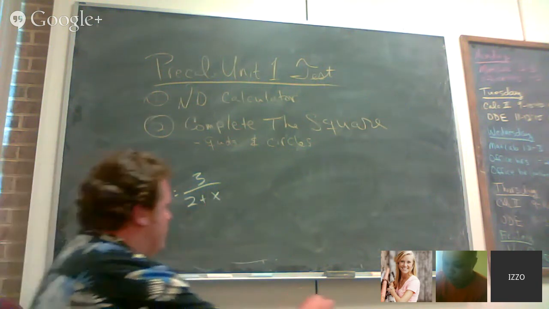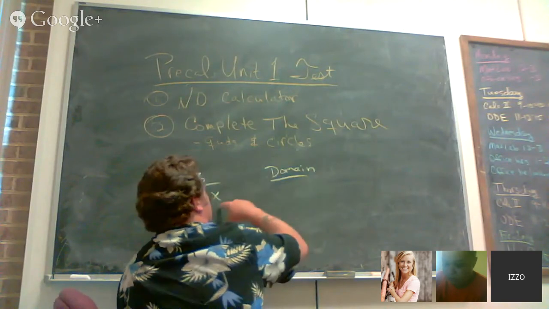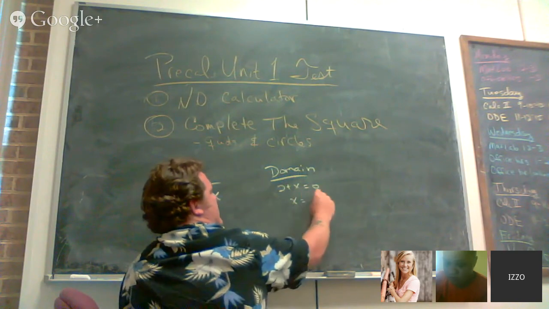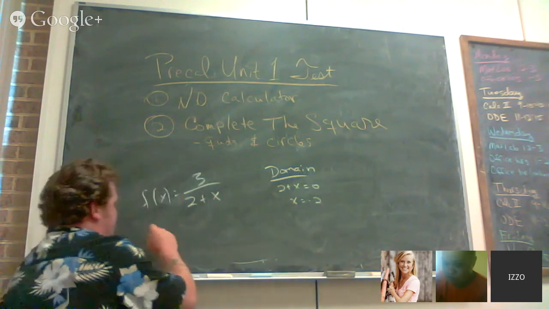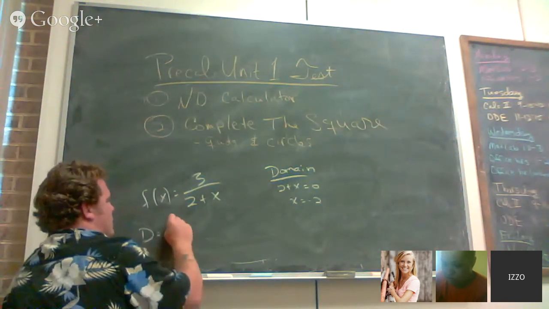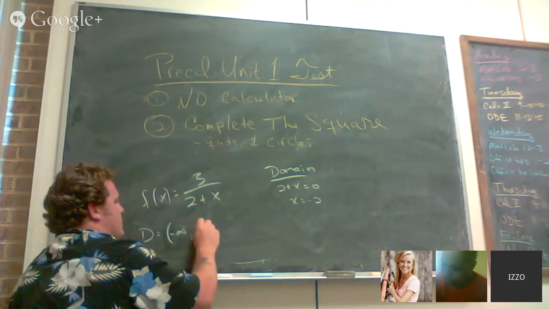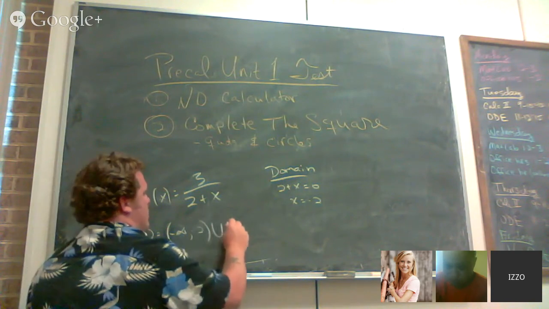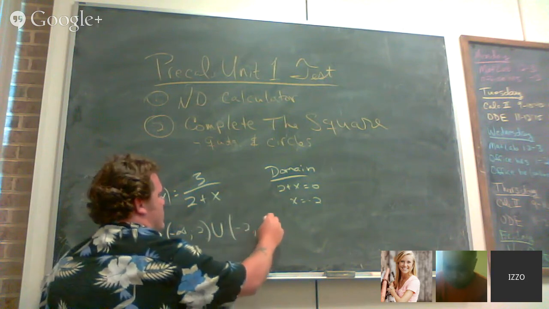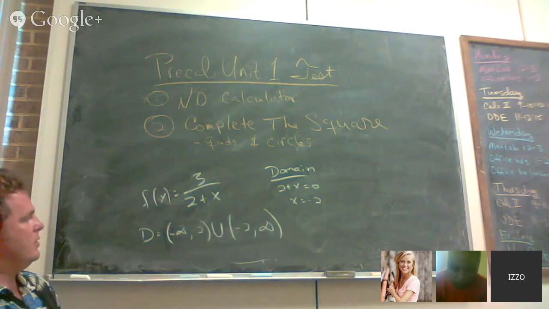To find the domain for a rational function like this, you take the denominator, 2 plus x, and set it equal to 0. And x equals -2. That tells me that my domain equals negative infinity to -2, union -2 to infinity. So that creates that hole there for -2. Okay?